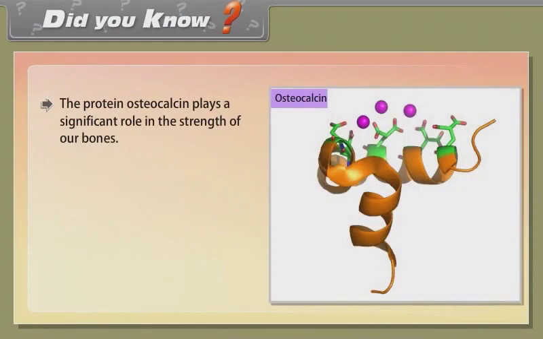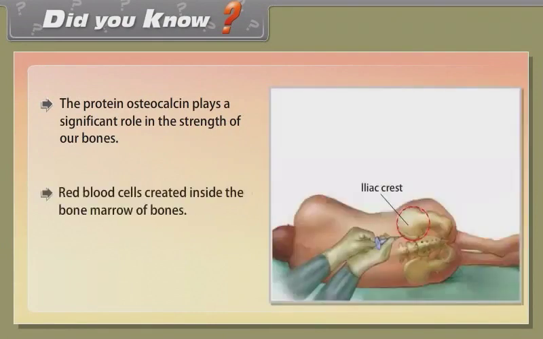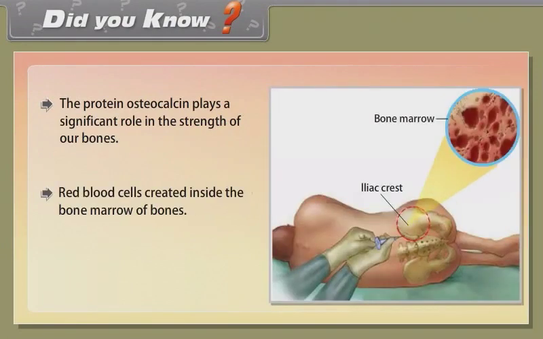Did you know? The protein osteocalcin plays a significant role in the strength of our bones. Red blood cells are created inside the bone marrow of bones. Bones consist of 50% water and 50% solid matter.